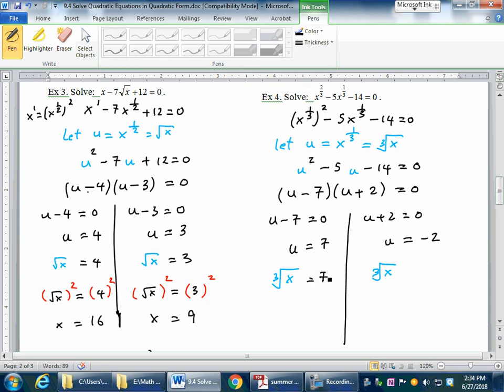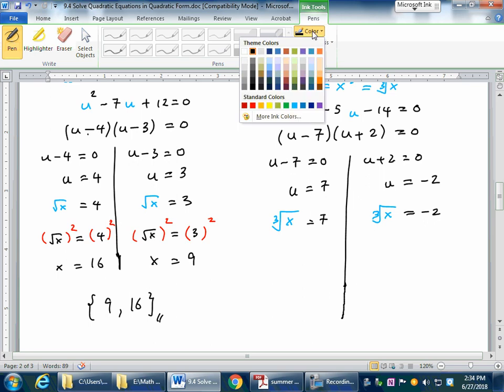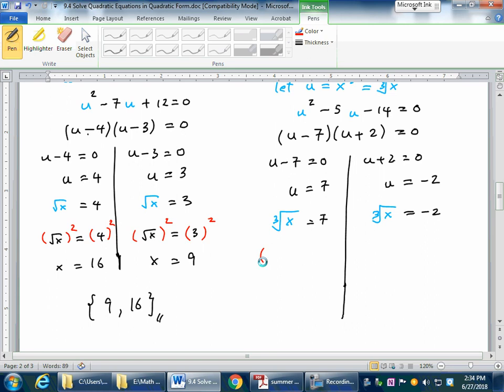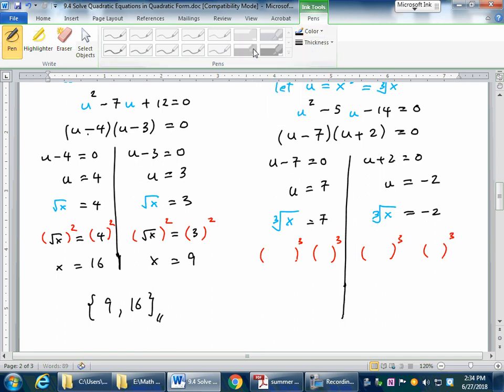And cube root of x is equal to negative 2. So, solving radical equations: the radical term is isolated already, so the next step is to raise the power on both sides. I raise both sides to the 3rd power, because the index is 3. So this will give me cube root of x to the 3rd power is equal to 7.